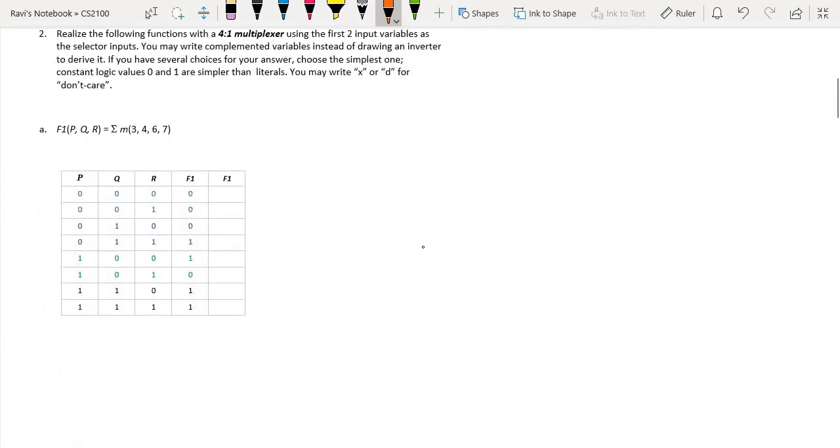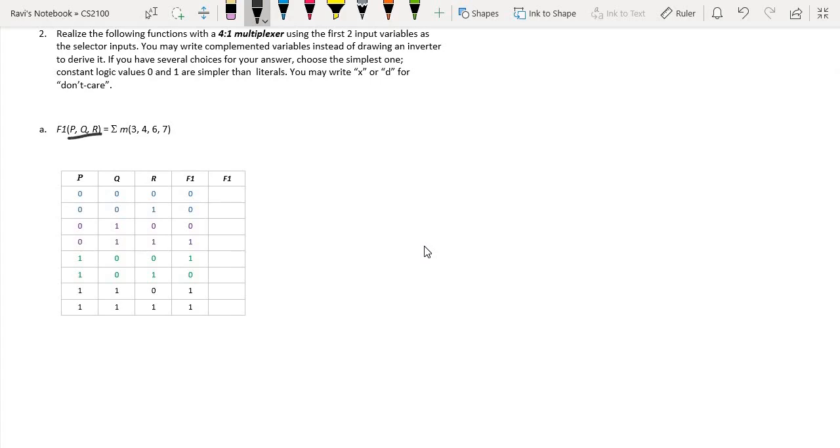Okay, in question 2, you are given a 4-to-1 multiplexer, using the first two input variables as the selector inputs. For this question, there is a standard approach. First, let's look at what we are given. This is a 3-bit input.